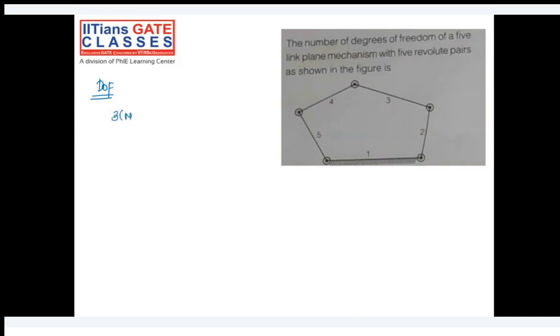Number of links is 5 in this case. Number of joints or number of pairs with 1 degree of freedom, we can clearly see we have 5. So it is 2 times 5 minus 0, we don't have any pair with 2 degrees of freedom. So that's why 12 minus 10 is 2.